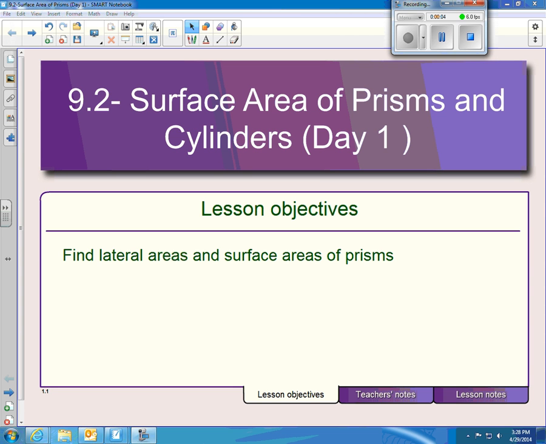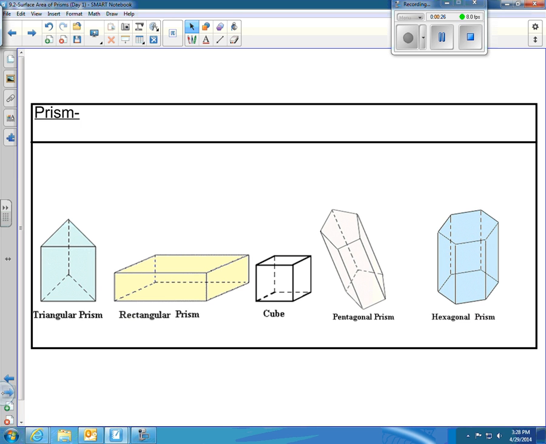We're going to start you off on section 9.2, and we're going to have this split up into 2 days. So today, we're going to cover that whole note sheet that's in front of you, but you'll see some of this appearing tomorrow in the notes and in the video, on the worksheet tomorrow. So we are going to find lateral areas and surface area of prisms.